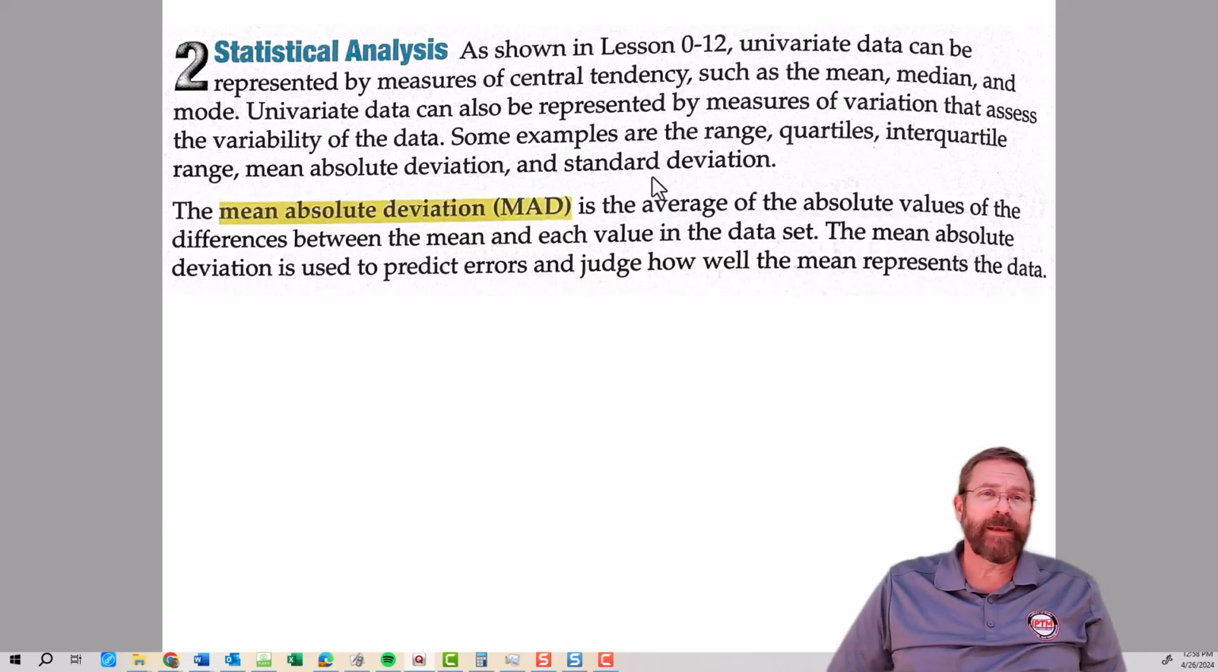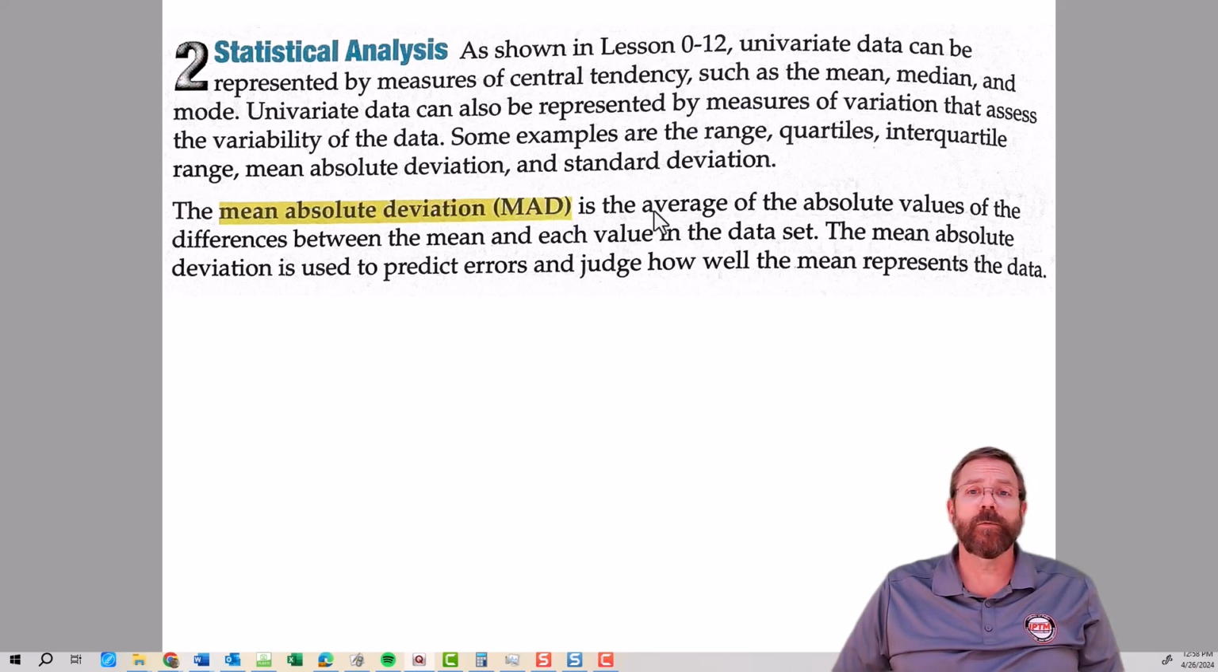So now we're going to get into the ugly stuff, the mean absolute deviation. Guys, I hate doing mean absolute deviation. You're going to hate doing mean absolute deviation. It is the average of the absolute values of the differences between the mean and each value in the data set. That sounds really confusing.